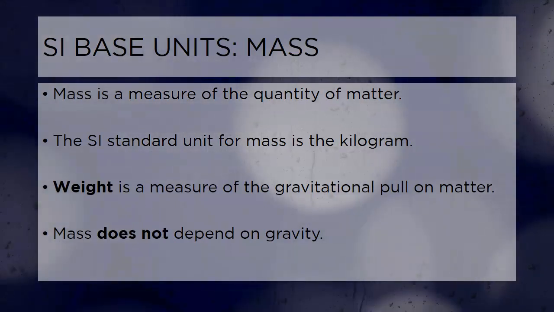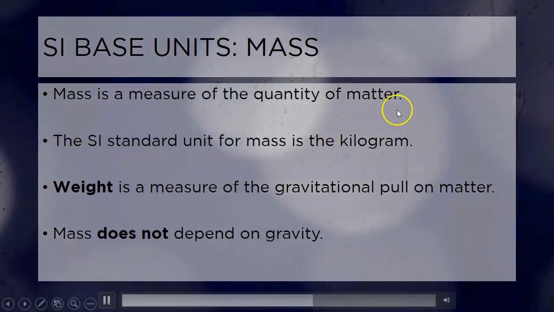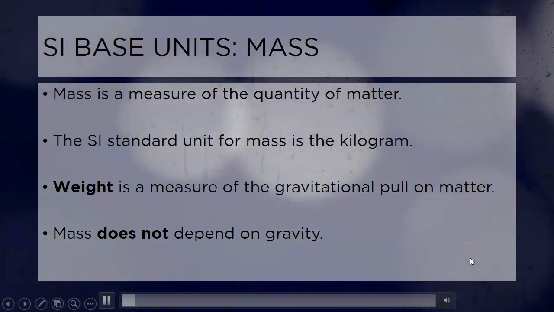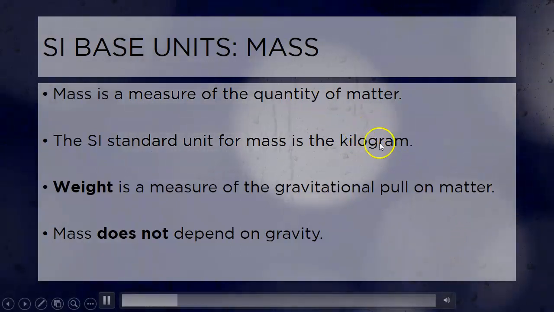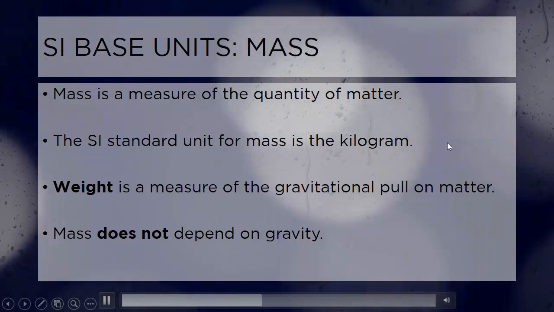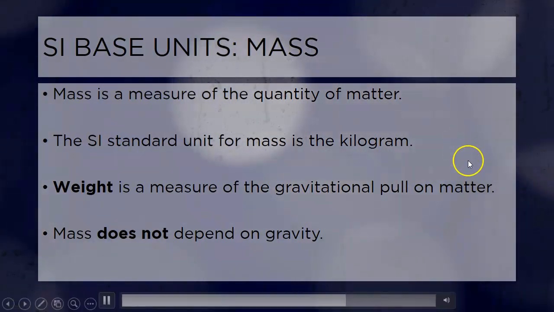The second unit we have is mass, and notice the SI unit is the kilogram. I've always wondered why it's not the gram, especially with chemistry. We use the gram more often, but I guess the kilogram is more convenient for everyday objects that you're weighing. They tend to be in the realm of a kilogram.